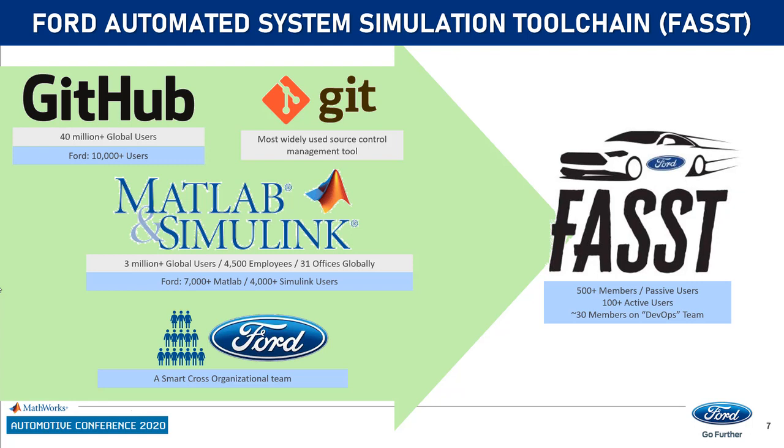Today we have around 500 members, or what we call passive users, 100 to 150 active users who are using it on a daily basis, and 30 members in the DevOps team. That doesn't mean these 30 members are full-time developers. They are users and they are developers. And Nate, in the inner sourcing section, will give a small insight into that part.